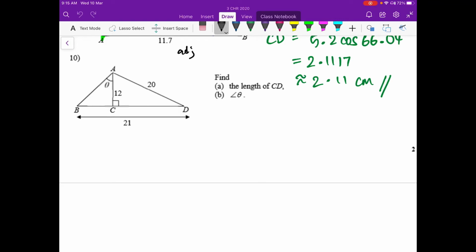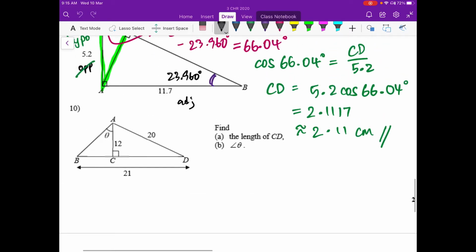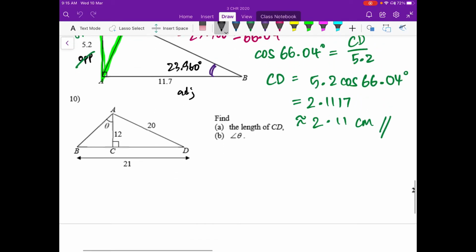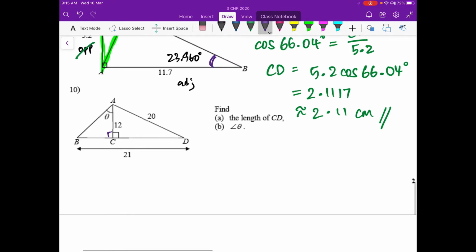Okay, right angle triangle over here. Why? Another right angle triangle. There are two right angle triangles. So find the length of CD. To find the length, we can use our Pythagoras theorem in this case.